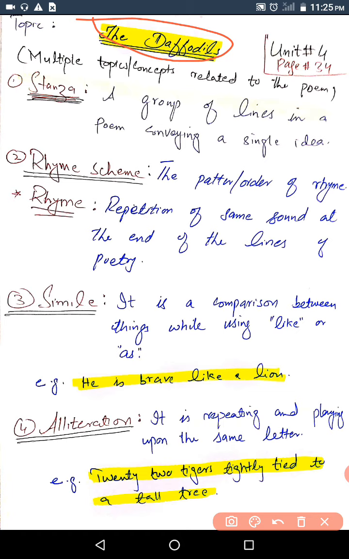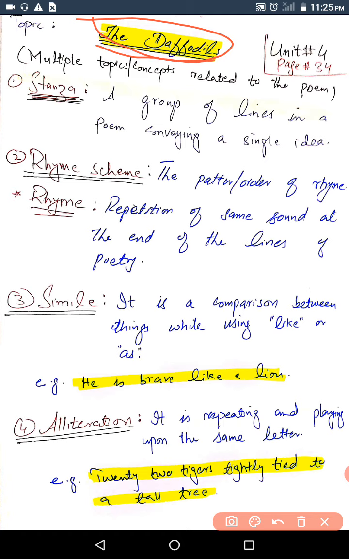So it is like a paragraph in prose. In prose, you are having a group of lines conveying a single idea and you call it a paragraph. In poetry, you are having a group of lines which convey a single thought, and that group of lines in poetry is called a stanza. Okay, very simple. We will be discussing how many stanzas the poem The Daffodils has. So that is coming at the end of this lecture.